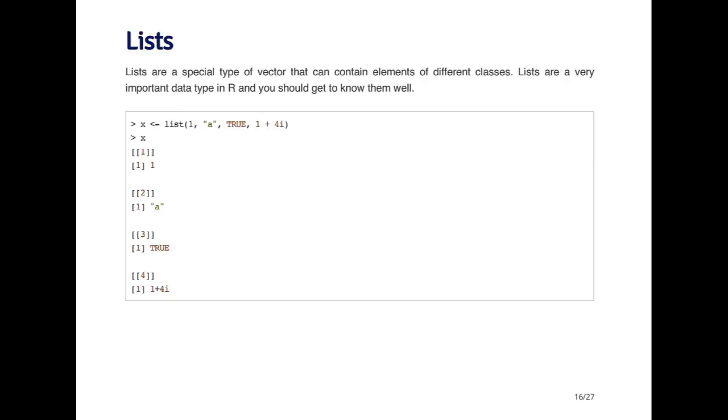When I auto-print the list, you'll see that it prints out a little bit differently. It doesn't print out like a vector because every element is different. You can see the elements are indexed by double brackets. The first element is the vector 1, the second element is a vector with A, the third element is a vector with TRUE, and the fourth element is a vector with the complex number 1 plus 4i. So you'll notice that elements of the list will have double brackets around them, and elements of other vectors just have single brackets. That's one way to separate a list from other types of vectors.